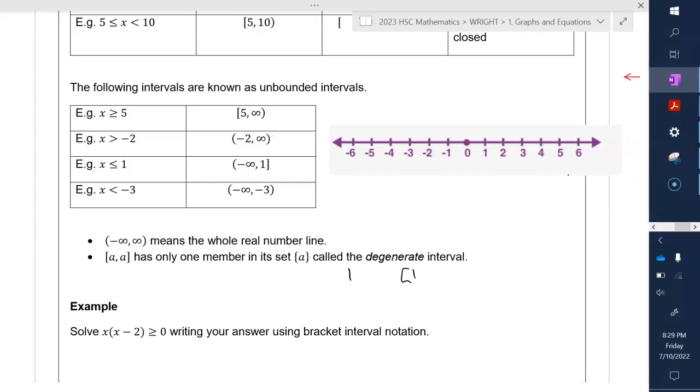I think the thing to be careful with, if we see this, the degenerate interval, is that we're not thinking of it as a coordinate. That is not the point (a, a) on the Cartesian plane, okay? That is different because that would be with curved brackets. Here it's square brackets, and we'll have a look at some questions that involve that a little bit soon.